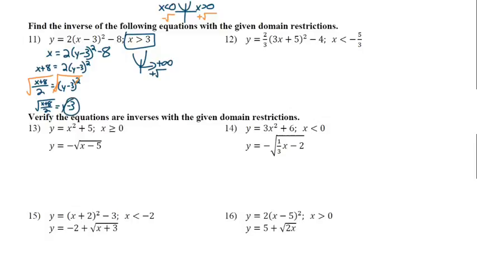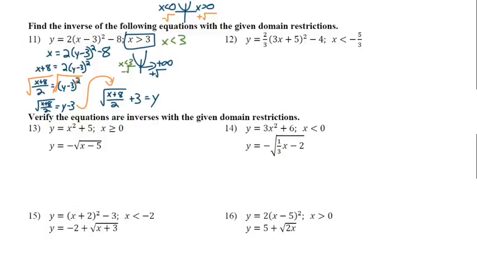Last but not least, we need to move that 3. So it's negative 3, so we're going to add the 3. We're going to take the square root of x plus 8 divided by 2, and then plus 3 equals y. And again, if it said x is less than 3 instead, we want the negative root. That just means we would have picked a negative out there instead. That's the only difference. Try number 12 on your own, see how far you get.